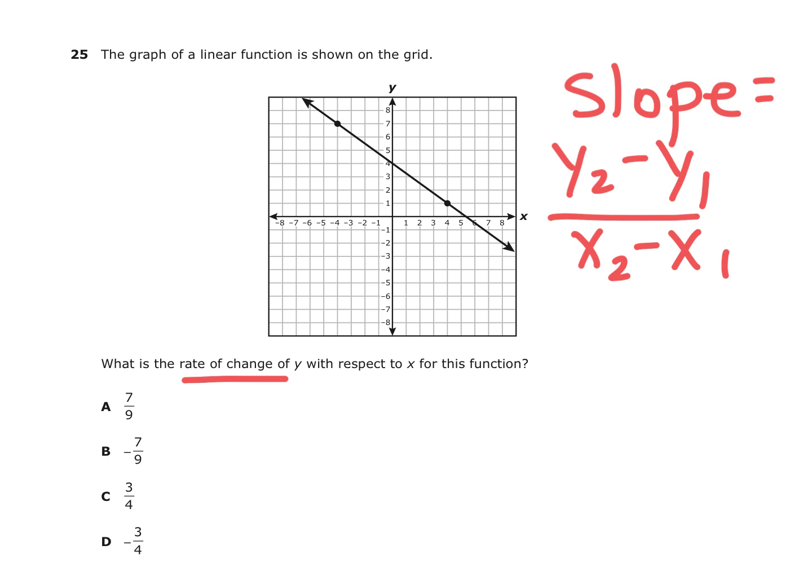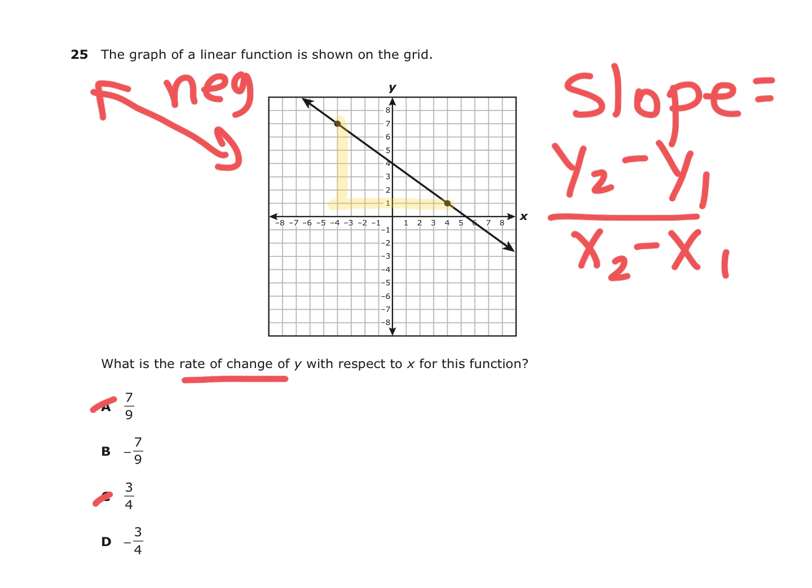Is the slope positive or negative? Well, if it's going down, left to right, we know that this is a negative slope. So we can eliminate this one and this one because those are positive slopes. So it's either negative 7/9 or negative 3/4. Okay? So what we can do is we can use the yellow highlighter here, and we can go this way and then this way and count the number of squares there.